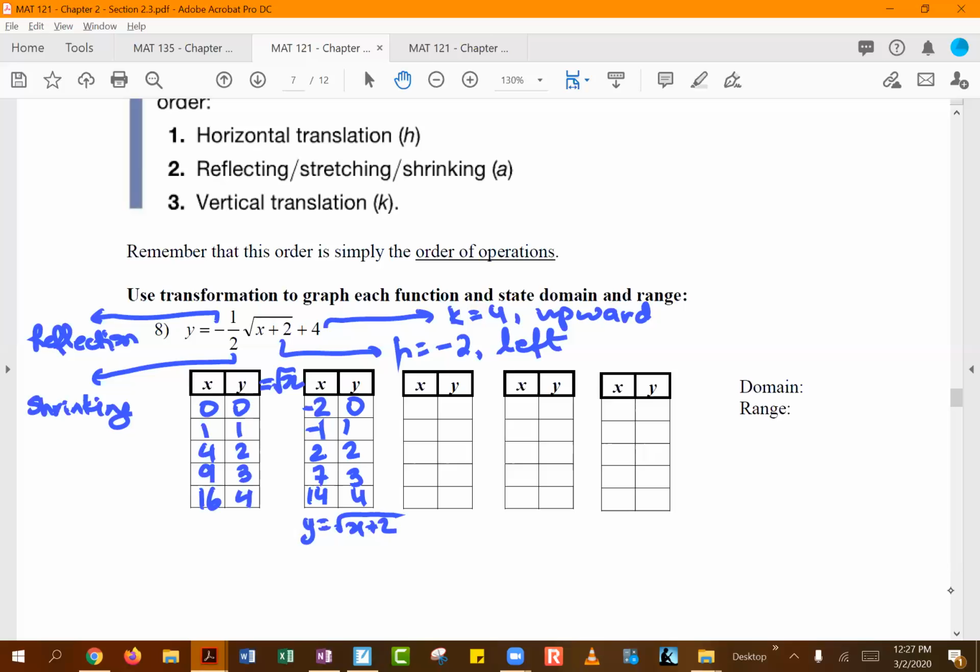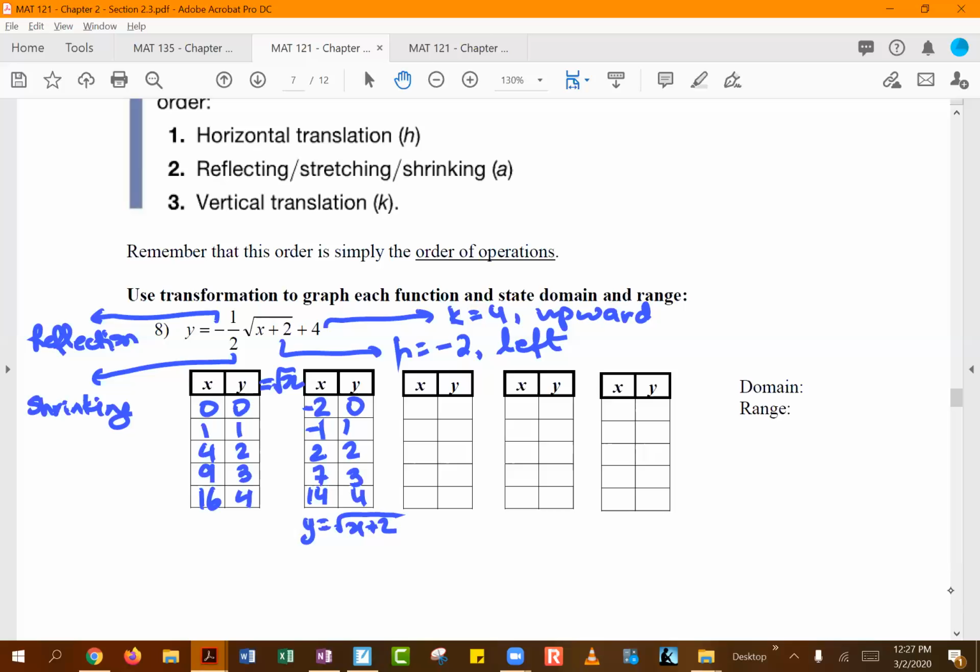Rather than actually solve, we're dissecting what we're actually doing, going step by step. You can start from the original points and calculate it backwards, and it will work. So if you started with 0, 1, 4, 9, and 16, you can put that in for your square root of x plus 2 and then work backwards to get your points.